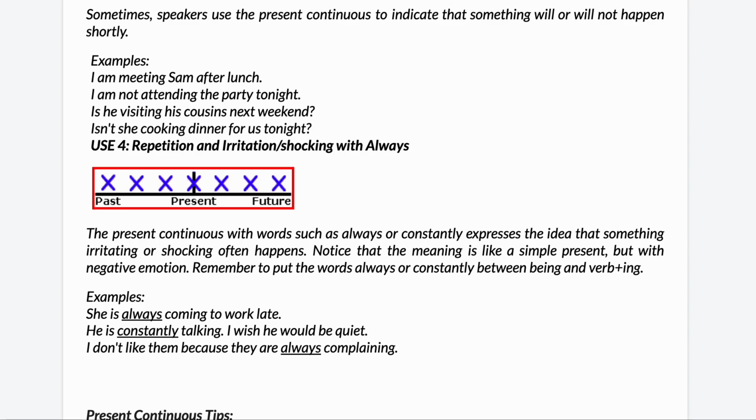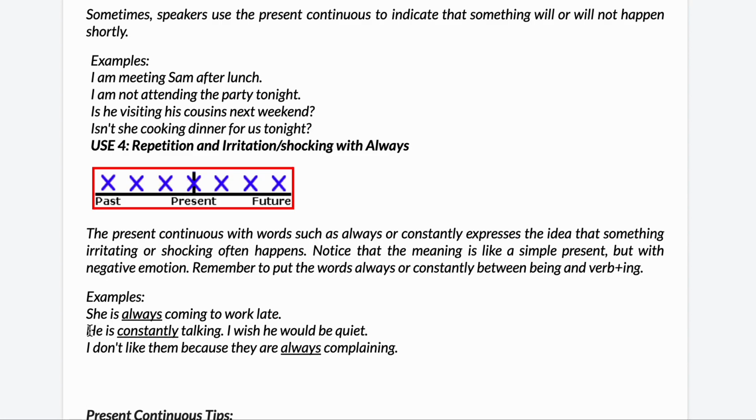She is always coming to work late. This is an action that happens all the time, and it is irritating or shocking for people. We can also say she is always driving fast. You're not comfortable with this situation, so you don't like it. This is not an ideal situation. This is irritating. He is constantly talking. I wish he would be quiet.